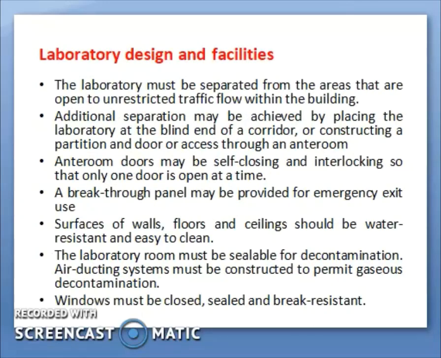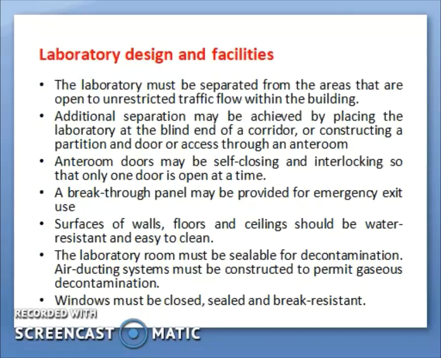The biosafety level 3 lab design. The BSL-3 lab must be separated from the areas that are open to unrestricted traffic flow within the building. Additional separation may be achieved by placing the lab at the blind end of a corridor, or constructing a partition and door, or access through an anteroom. Anteroom doors may be self-closing and interlocking so that only one door is open at a time. A breakthrough panel may be provided for emergency exit use.